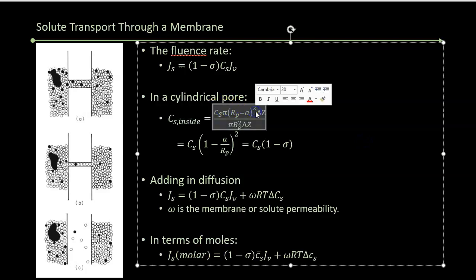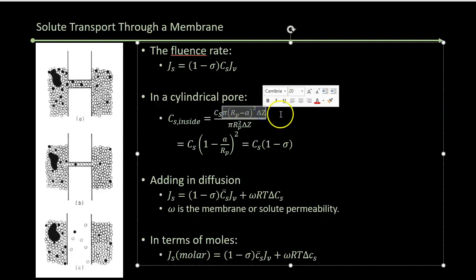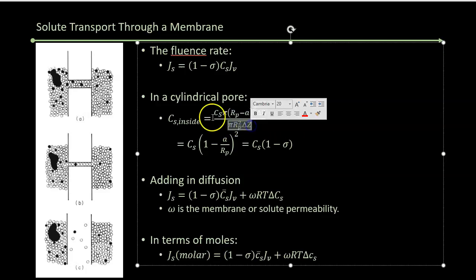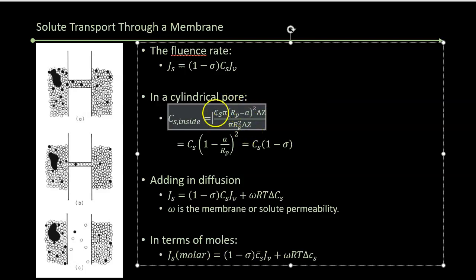This is the ratio of the volume that the solute can occupy inside the pore to the volume of the pore. And so when you take that and multiply it by the concentration of the solute, you get the concentration of the solute inside the pore, which is less than the concentration of the solute out here, right? So the concentration of the solute inside here has to be less than the concentration out here because the whole pore is not available to it.